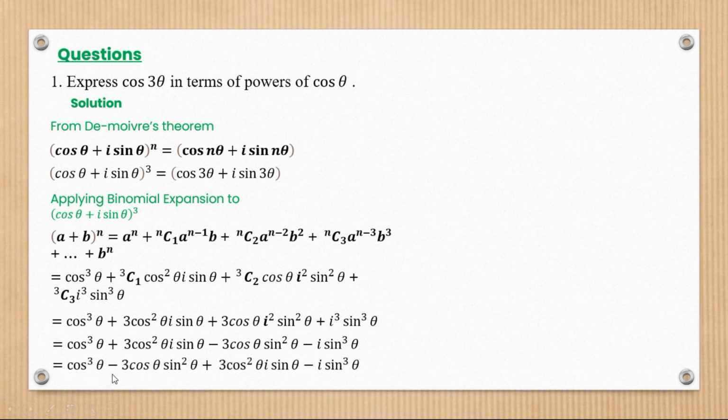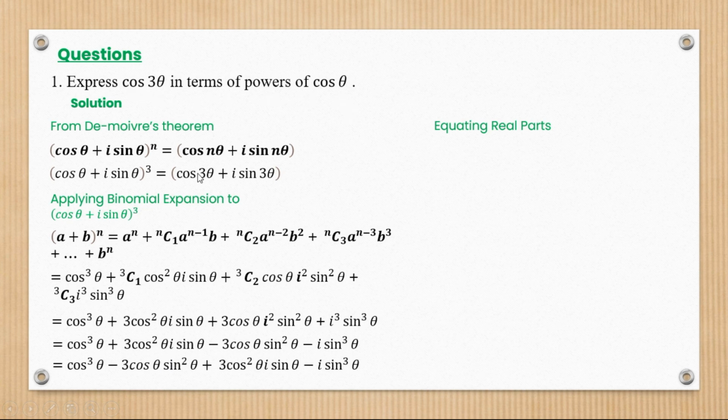So now we end up having cos cubed theta minus 3 cos theta sine squared theta plus 3 cos squared theta i sine theta minus i sine cubed theta. So that's what we end up with. Next we're going to equate the real parts. Now we're going to compare it to what we actually have here. Remember, we want to express cos 3 theta in terms of cos theta, so the expansion here is equated to this. So from the real parts, we can say that this is going to be equal to the values of the real parts, which are these right here.